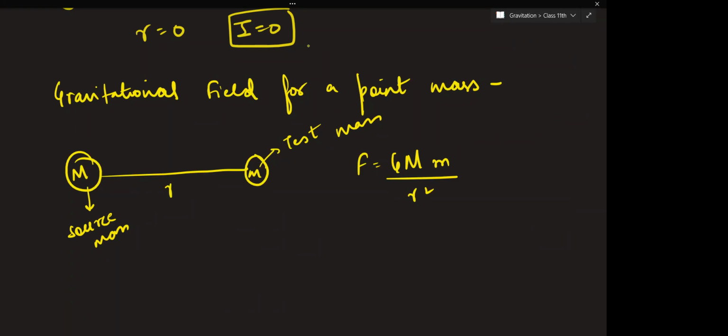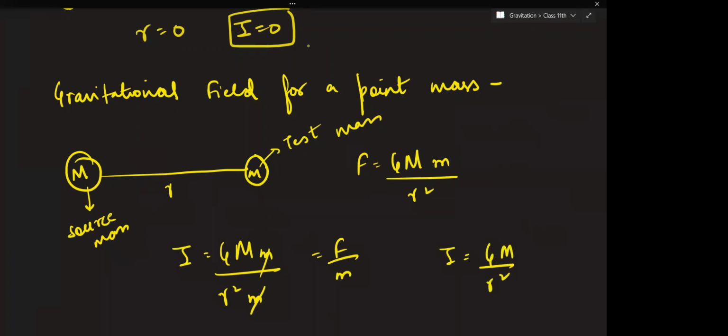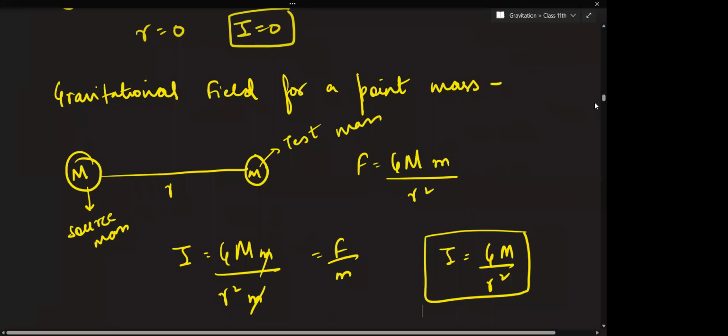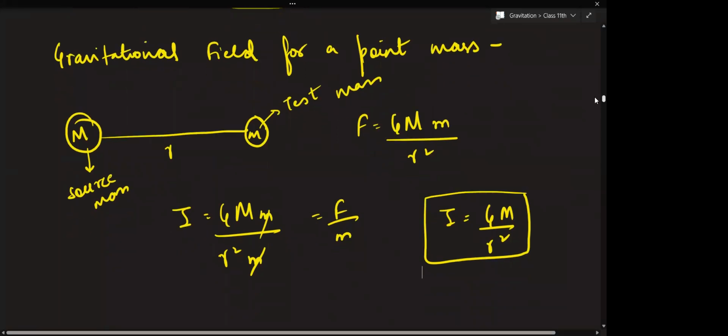And if you find the intensity, we have seen the intensity will be force divided by the small mass: G M m by R square, divided by m. This is how you get the formula G M by R square. So even for a point mass, you have to do the same calculations.